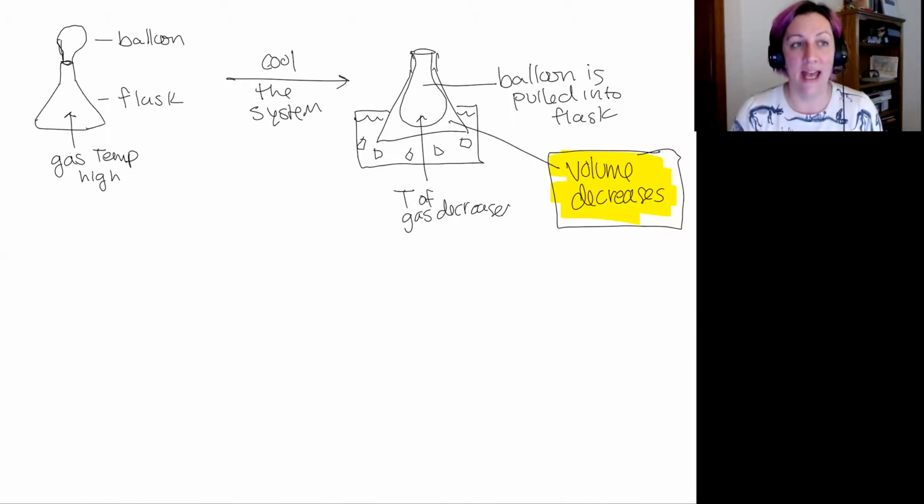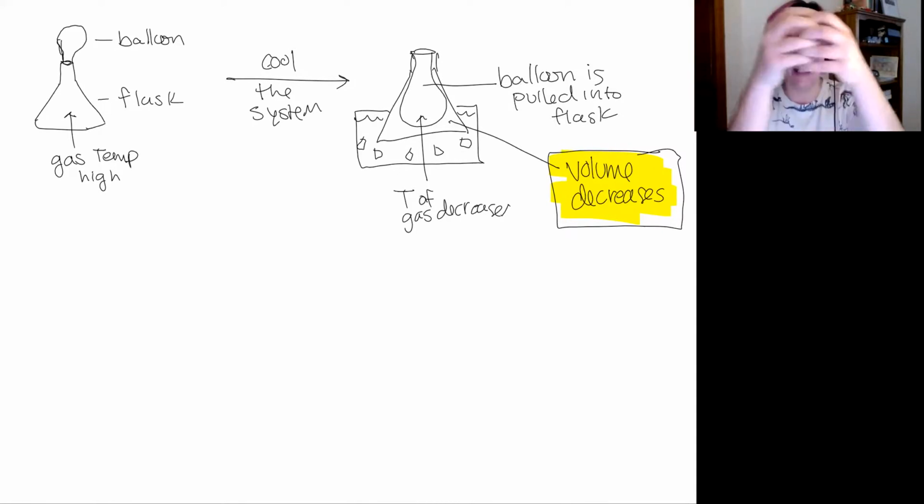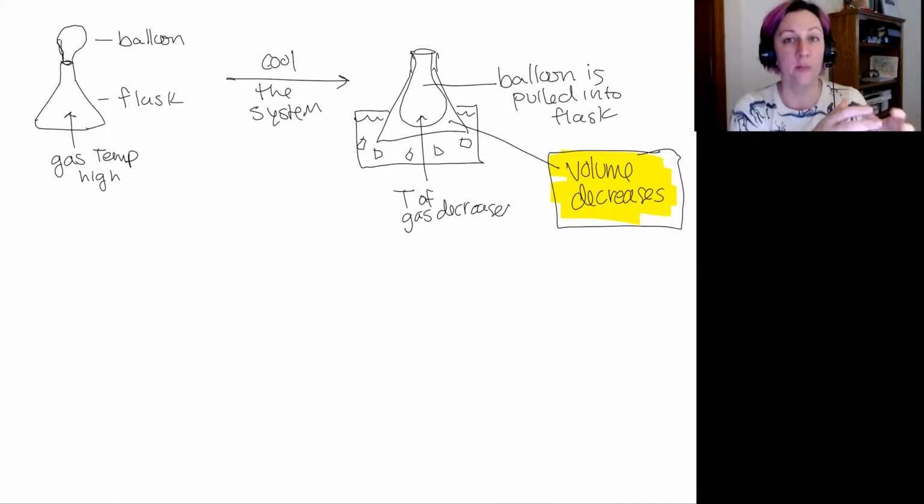So then a balloon is placed over it and it's not blown up. It's just an empty balloon, right? So it can expand if volume expands and contract in if volume decreases. That hot water gas in the flask, trapped by the balloon, is then placed into cold water, ice water.